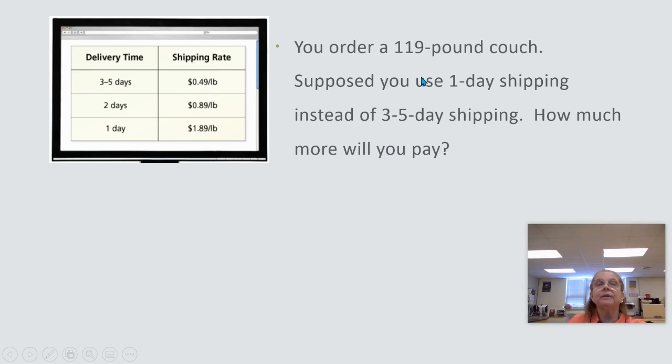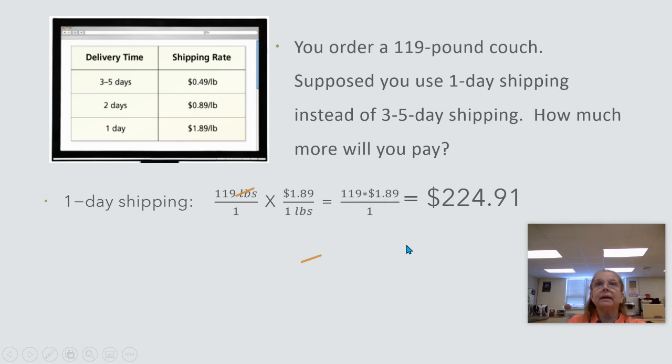So I'm given 119, so I'm going to start with 119 pounds on top. Look at the 1 day shipping. It is $1.89 per pound. So I need the money on top and the pound on bottom. So the 1 day shipping, 119 pounds is given, dollar bill over pounds, cancel out those pounds. Oop, that should have been up there. And then just multiply it out, and you're left with $224.91.